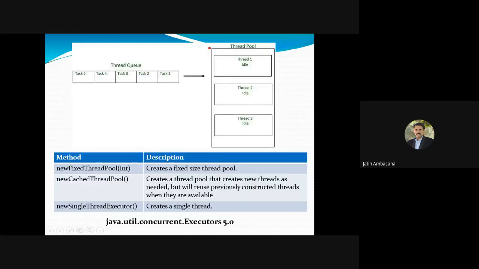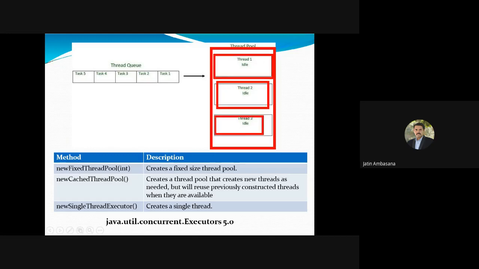So here is the thread pool. These are threads which are maybe idle or in use. And these are some tasks which are waiting in a queue for the thread.